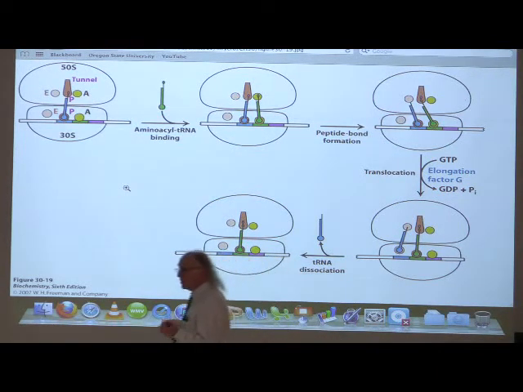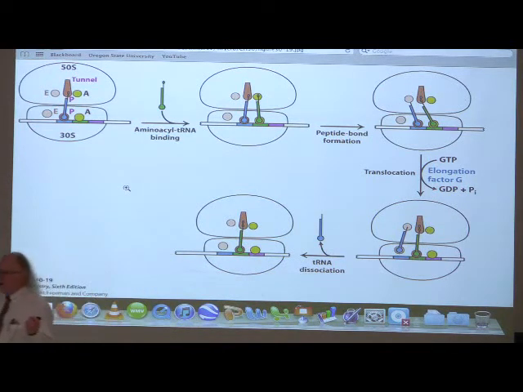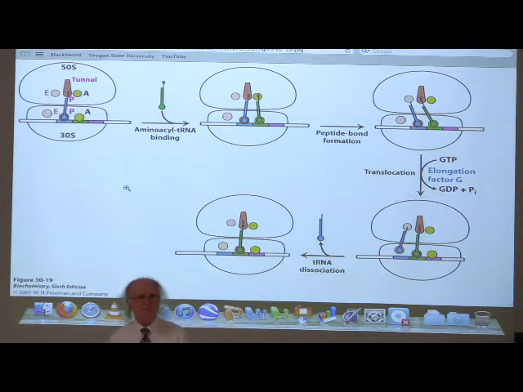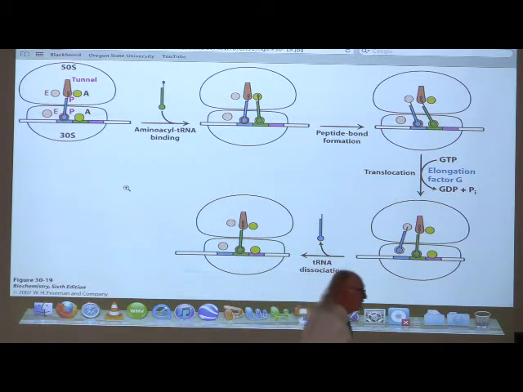EF-Tu is a G protein. I didn't point out to you, but IF2 was also a G protein. You saw a little GTP bound to it. G proteins, you remember from last term, are small proteins that bind GTP, and they also cleave GTP. Slow down. Everybody got it? They also cleave GTP.